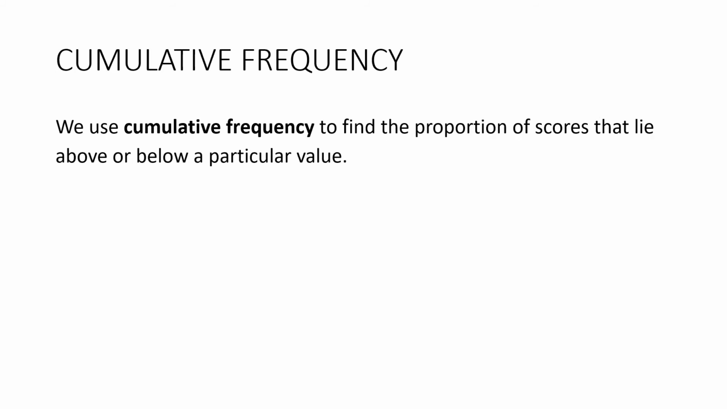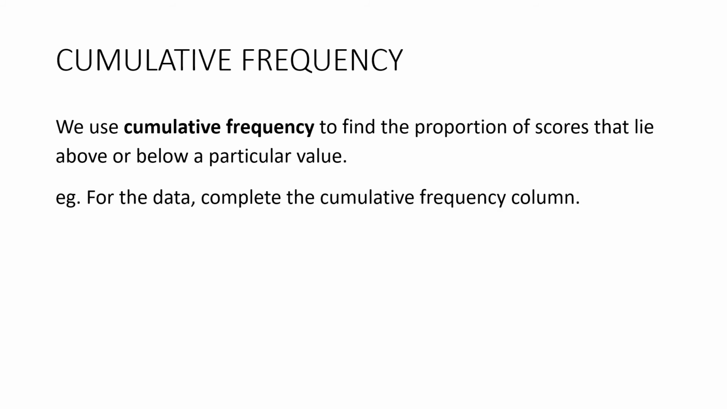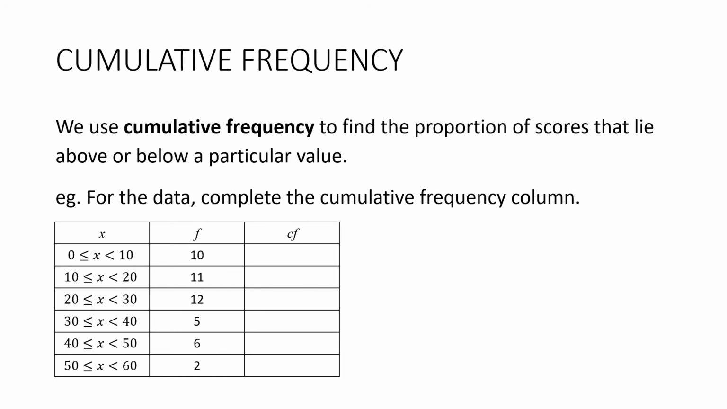All right, cumulative frequency. We use cumulative frequency to find the proportion of scores that lie above or below a particular value. Here's an example. For the data, complete the cumulative frequency column. Now this is a running total. We give it the heading CF.